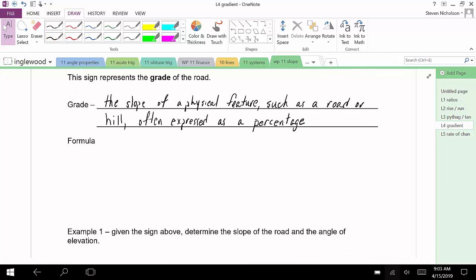So here's a formula for the grade. The grade is equal to rise over run times 100%. So again, the rise over the run is the slope, and when we multiply that fraction or a number by 100%, then it becomes a percent.